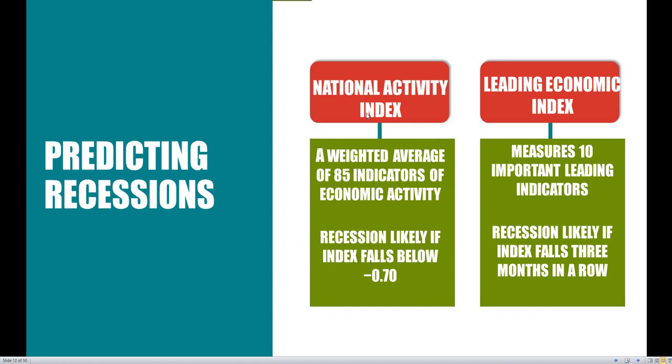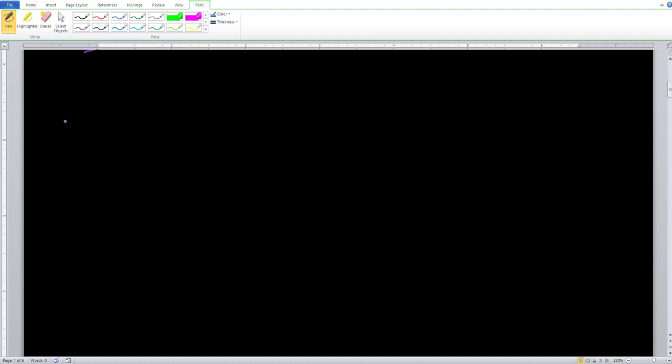We have to see what this one number is going to be telling us. Once again, they don't make their methodology known to the public, so we just have to take their word for it. So let's take a look at the National Activity Index a little bit more in depth. There are three specific values that the National Activity Index can take.